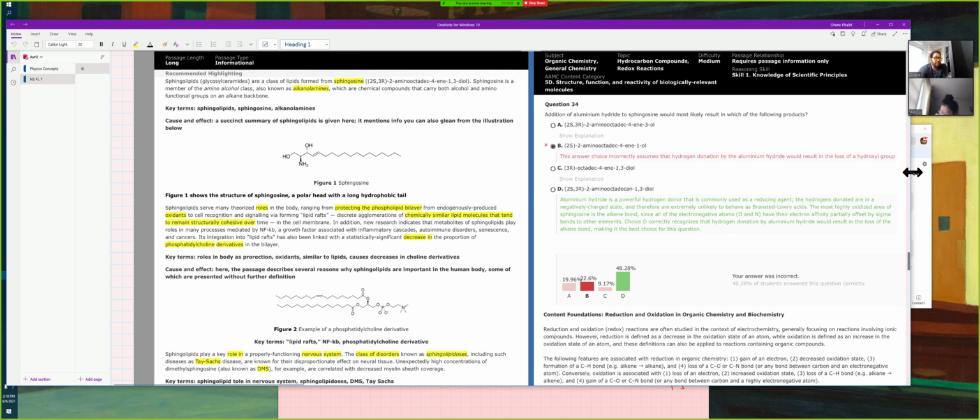And I think they're saying just addition of aluminum hydride. I don't know if they're saying you're adding it over and over again, but that could be a possibility. So let's see. Well, hold on. So then we get a diol.